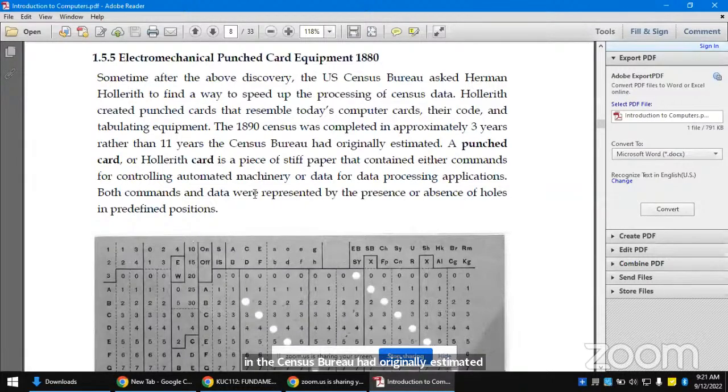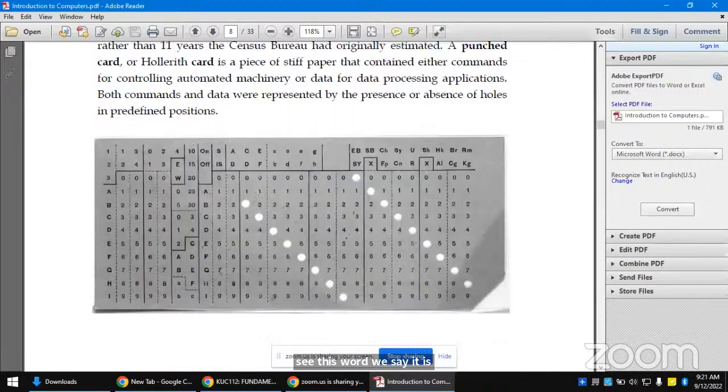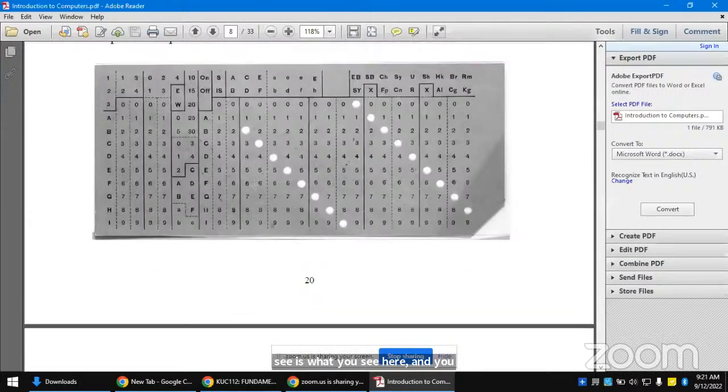So a punched card, or the Hollerith card, is a piece of stiff paper that contained each command for controlling automated machinery or data for data processing applications. Both commands and the data were represented by the presence or absence of holes in predefined positions. And you can see this is what we are saying. It is here, and you can see that.